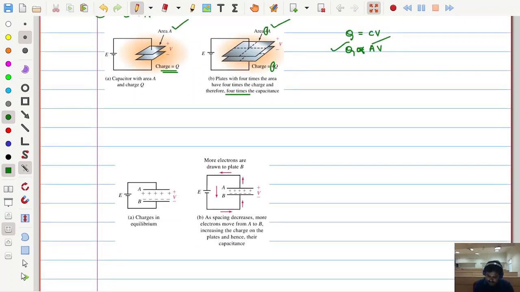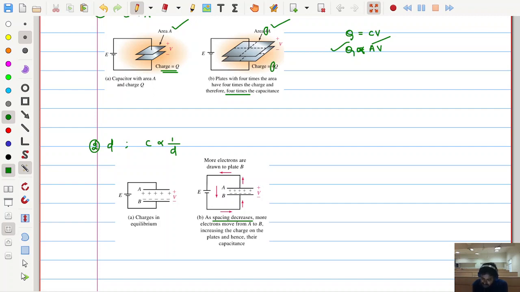Another is that, just see this, the spacing between these two plates. So the second one is distance D. What we said is capacitance is inversely proportional to the distance. C is proportional to 1 by D. If spacing is decreased, just in general you can understand that the capacitor plates are coming closer to each other.